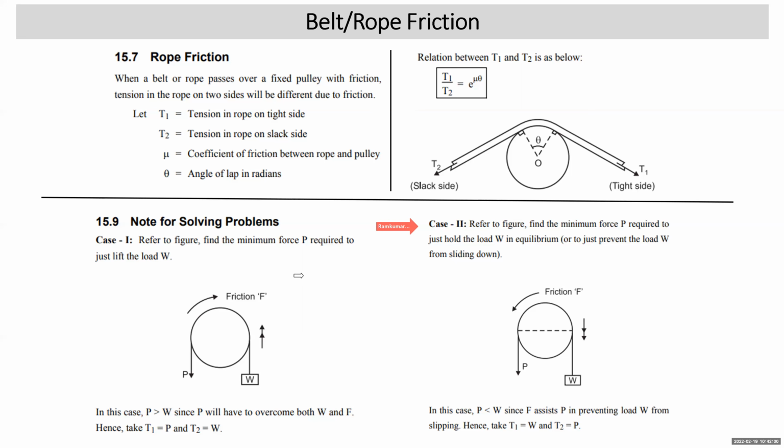Whenever you come across wording like the value of P required to hold the weight W, or the value of P required to prevent the downward motion, in that case the value of P will be less than W. So this way, T1 and T2 can be easily identified.